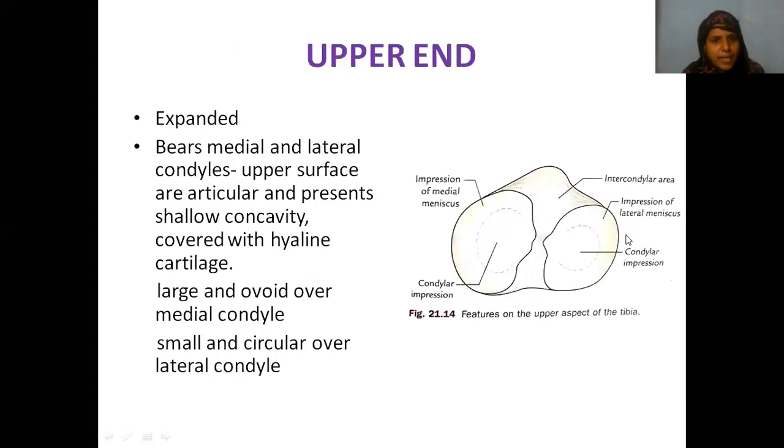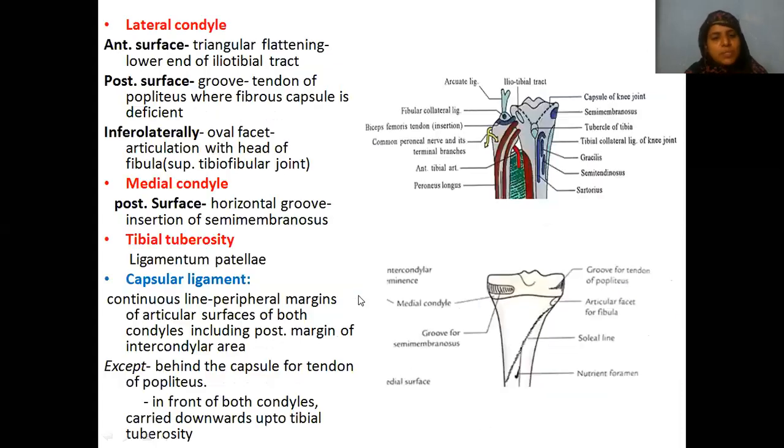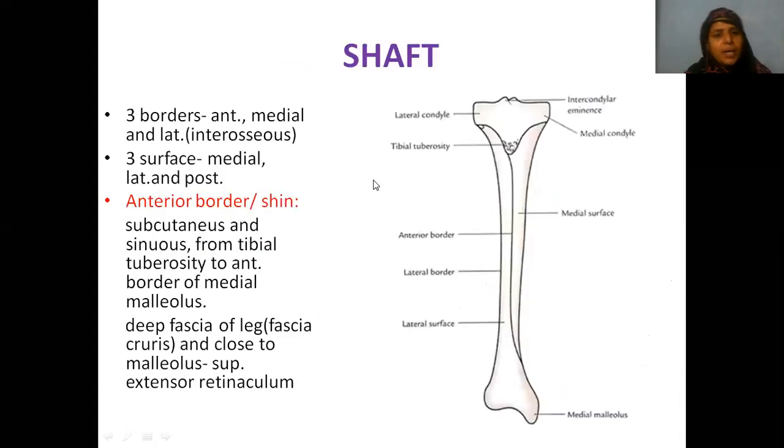See, the upper end is expanded. It bears the medial condyle and lateral condyle. The superior surface is articular, showing concavity, and it is covered with hyaline cartilage. We know this. Whatever I told you is written here, beta. It has the intercondylar area and these are the attachments. You need not read all these things, but I'll take the help of the picture and explain everything. Now this is the anterior. Let us discuss borders and surfaces first, then we will go with the attachments.